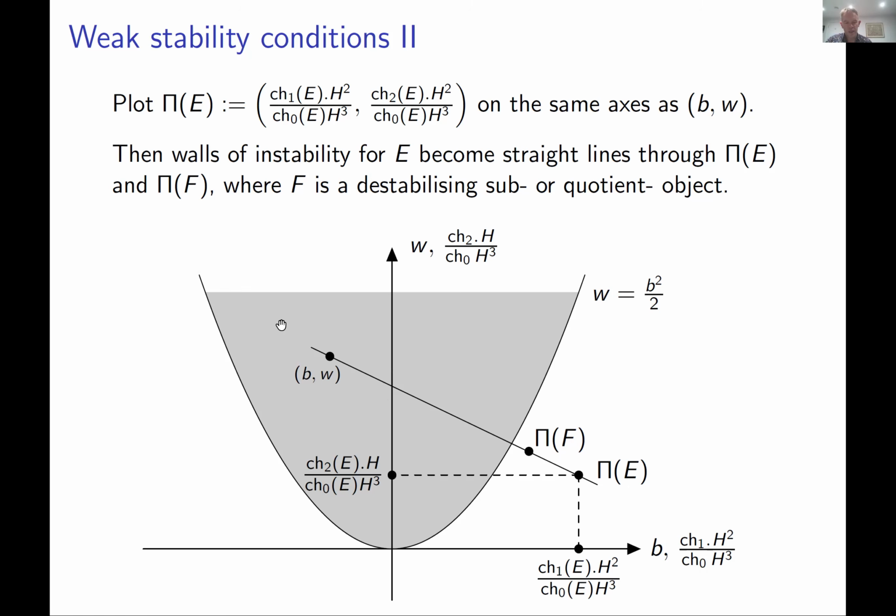But for these special walls, where B and W lies on a line joining two classes like F and E, then what you can find is that on this wall, the slopes of E and F are the same. So below the wall, E might be stable, and above the wall, it might be unstable because F might have destabilized it. So that's the kind of rough picture.